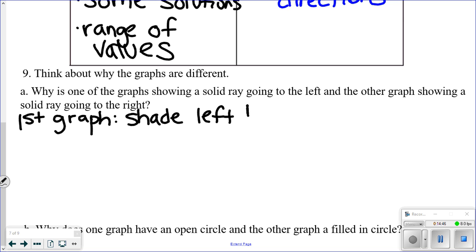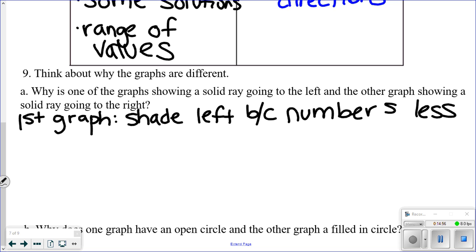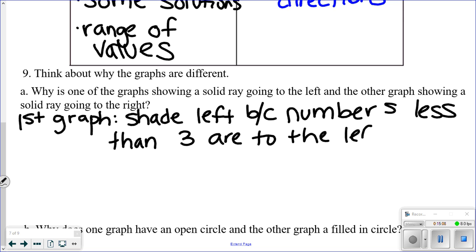Because numbers less than 3 are to the left of 3 on a number line. We're shading to the left, or we have a solid ray to the left, because those numbers less than 3 are to the left of 3 on our number line.